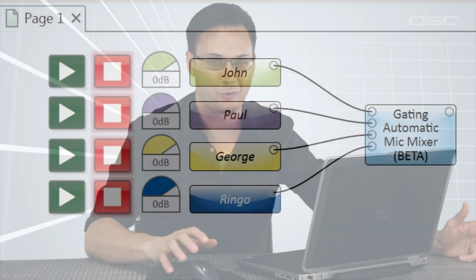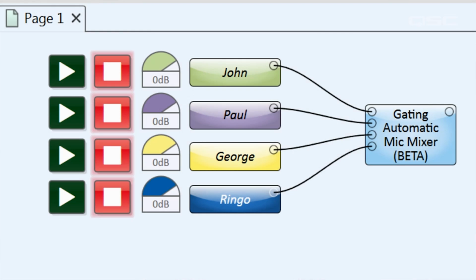But for my example, I can't use those pink noise generators anymore because this mixer will think that that steady pink noise is background noise, so nothing will work. So instead, I've changed John, Paul, George, and Ringo into audio players that are looping some pre-recorded vocal tracks.